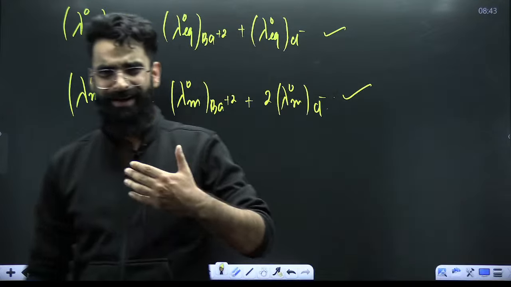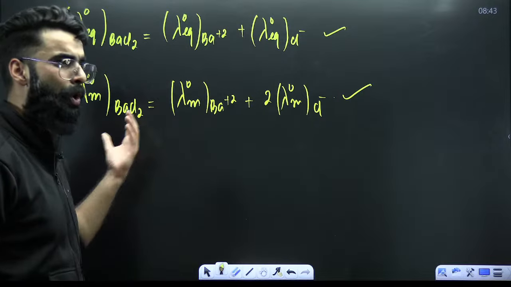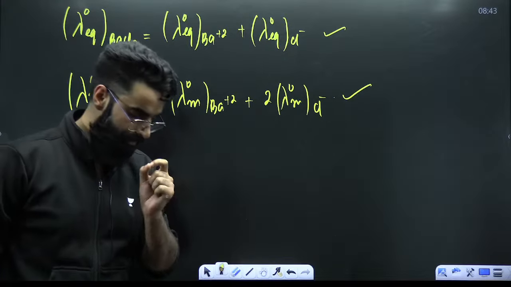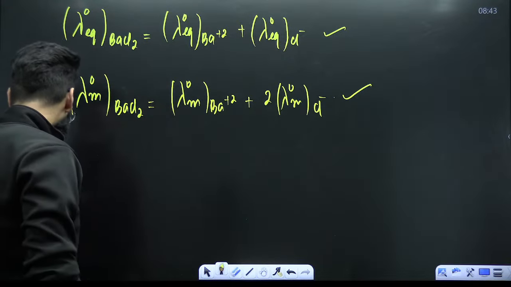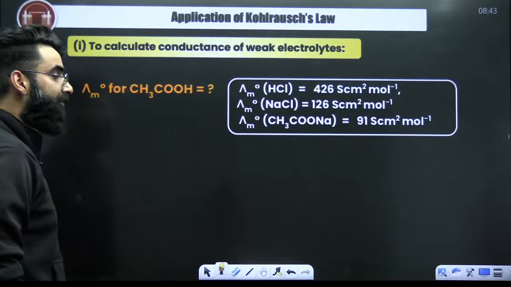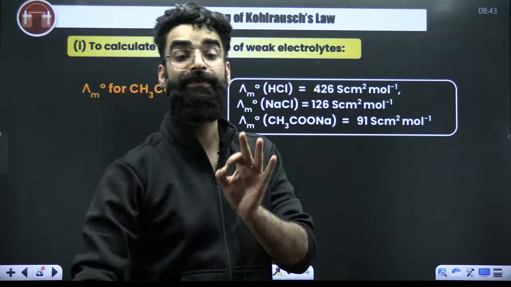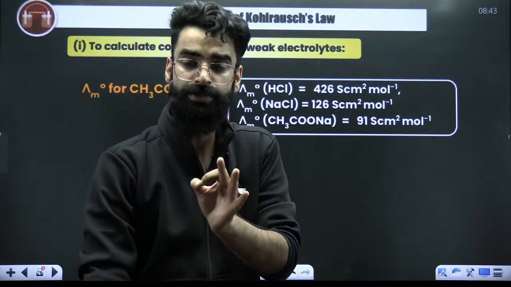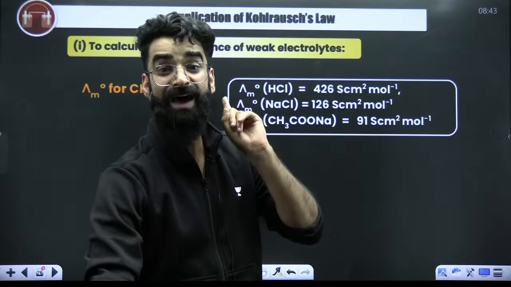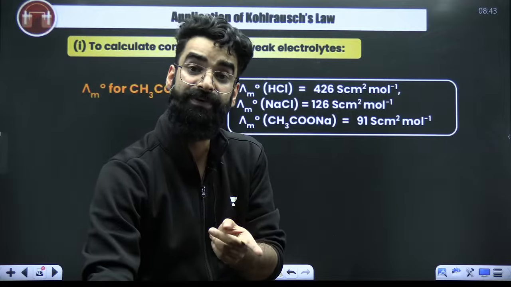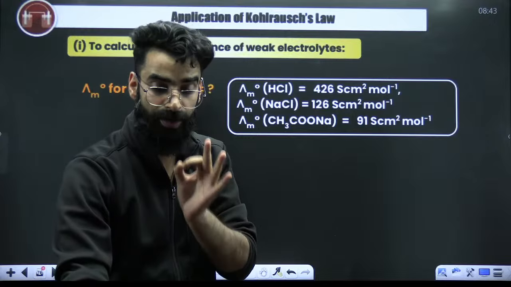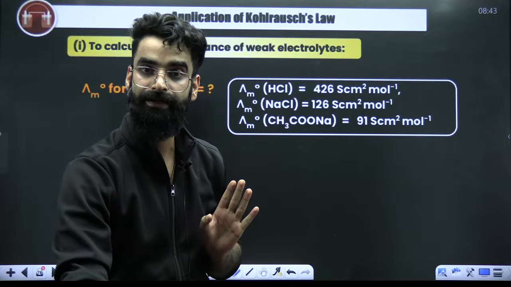Now, let's get to know how this Kohlrausch law is used. Where all do we use this Kohlrausch law? Number one, Kohlrausch's law is used to calculate the limiting molar conductivity of a weak electrolyte. That means the molar conductivity of a weak electrolyte at infinite dilution. Because from the graph, we could not get the molar conductivity at infinite dilution of a weak electrolyte. So it is Kohlrausch's law which is going to give us the molar conductivity at infinite dilution of a weak electrolyte. This is the first application.